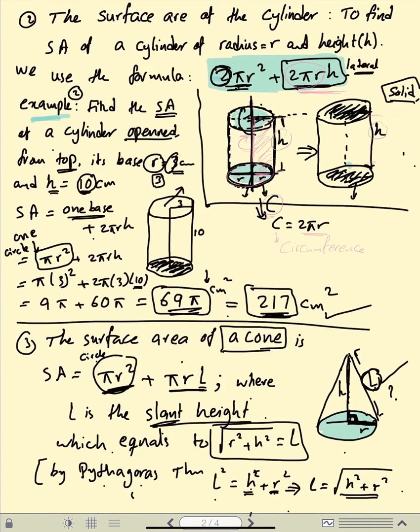Look how important Pythagoras theorem is. Very important theorem, very old, very ancient, still very important, and we'll be using it in our exams. So since l is the hypotenuse, l squared is equal to h squared plus r squared. So l is equal to the square root of r squared plus h squared.